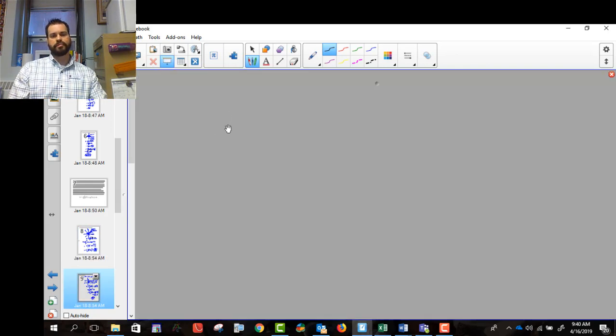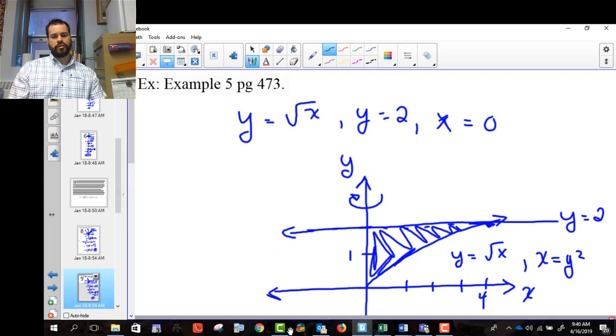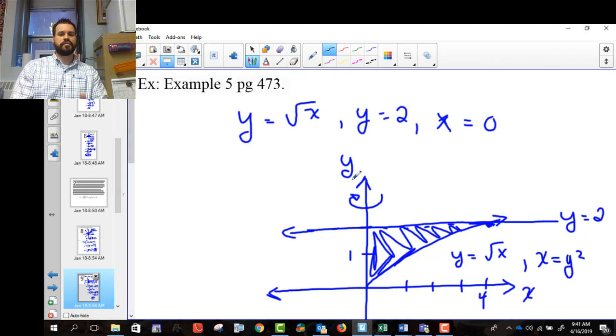Okay, here's another example, and again, for those of you that don't have the textbook but are watching the video, it gives you y equals root x, y equals 2, x equals 0, and it says do around the y-axis. So we've done a couple of examples where we've gone around the x-axis, and when we go around the x-axis, everything is in terms of x. But when it asks you to go around the y-axis with these, now everything's in terms of y.